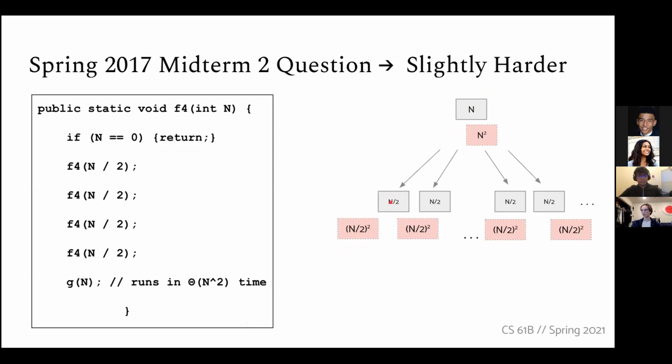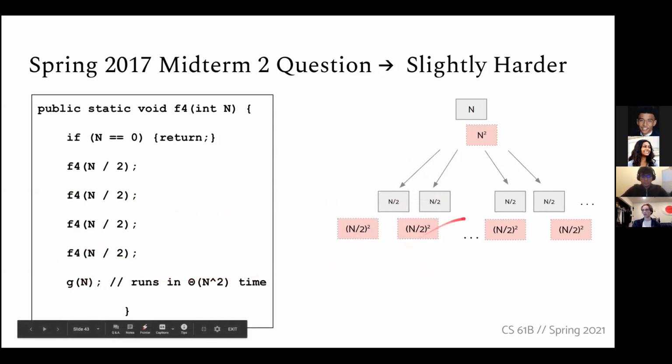Okay, then this n over 2 is done. So we go back here, and then we call the next f of 4 of n over 2, which is 1. And we repeat the same process for here. So we had 4 new nodes of 0. And then once those 4 new nodes are created, we do the g of n work here.